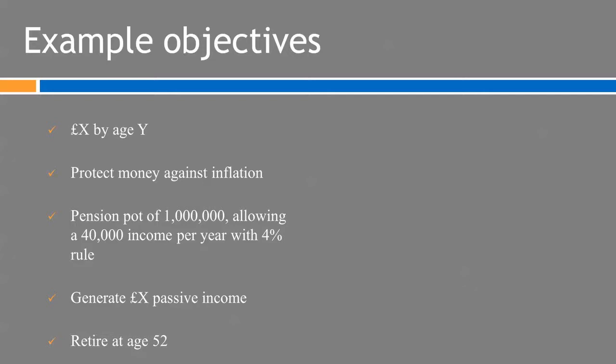Another example might be, I want a pension pot of £1 million, and based on the 4% rule, which is a general investing principle that if you have a pot of money and you withdraw 4% of it in income, over the long term, the actual pot should stay the same size because the companies in there are making sufficient returns to hit that 4%. So if you had a pension pot of £1 million, you could take £40,000 per year income and probably maintain your £1 million capital sum. That could be a goal.